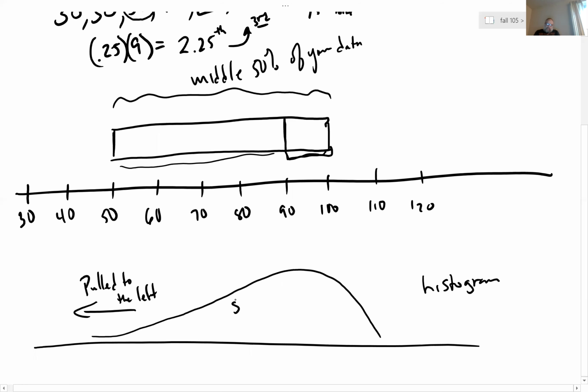And we call this, you can say it's skewed to the left. That is, it's been pulled down that direction. Okay, that's what that means.